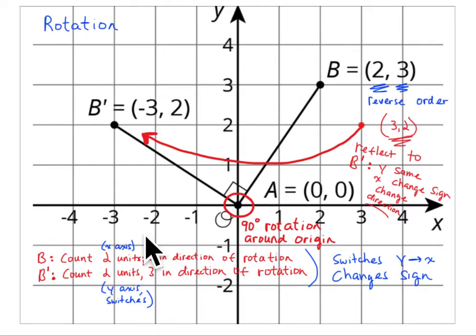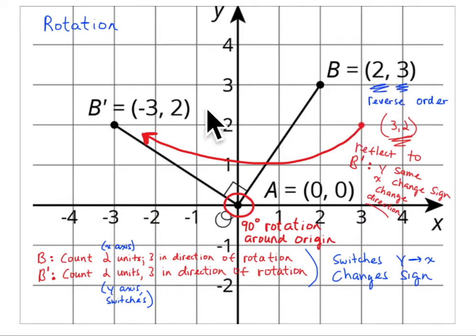Okay, rotation, a little bit more complicated. The coordinates will switch spots. So the x-coordinate will become the y-coordinate, and the y-coordinate will become the x-coordinate. And depending on where you're moving, if you're moving in this case from quadrant 1 to quadrant 2, it's the x-coordinate that will change signs.